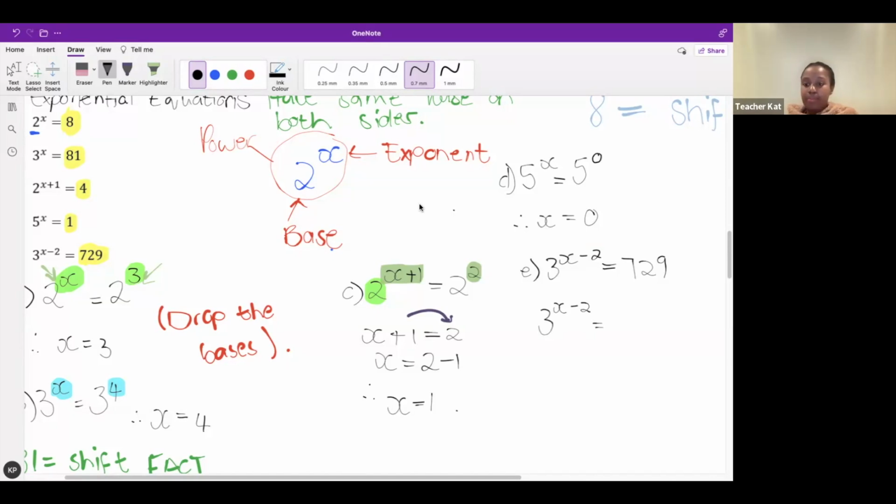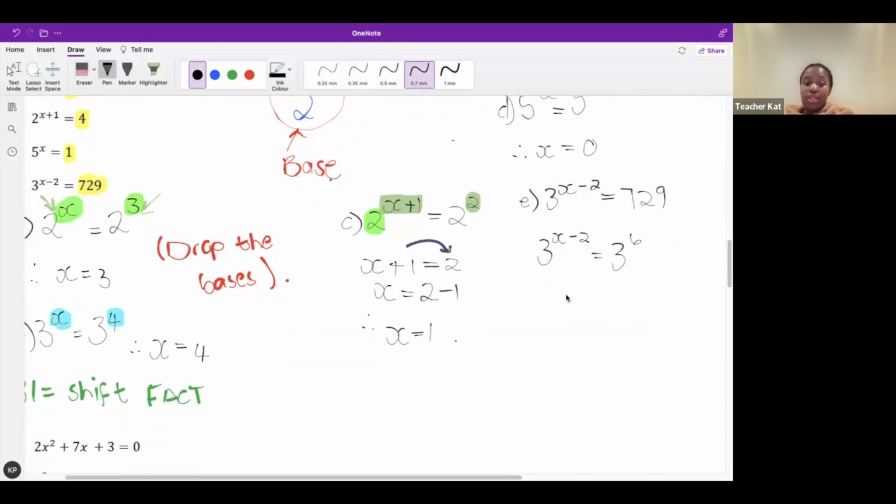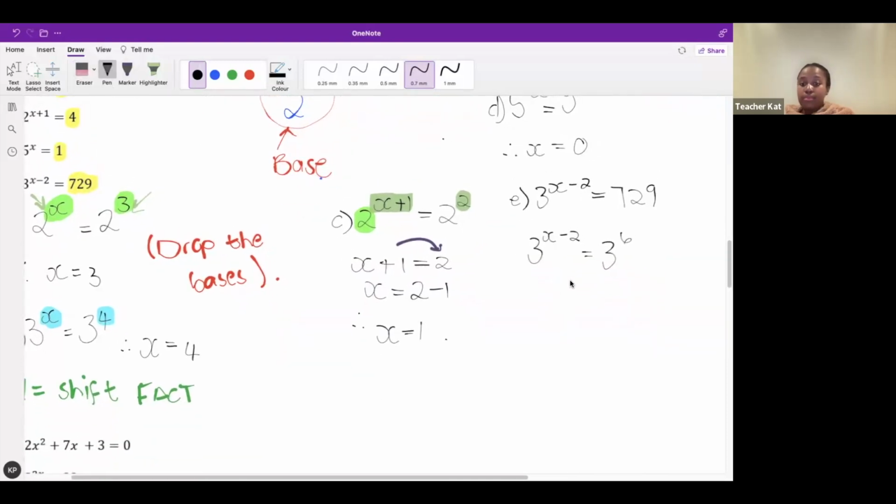Nice. 3 to the power of 6. Did we all manage to do it on our own calculators? It's going to be a very important skill when you're in an exam.